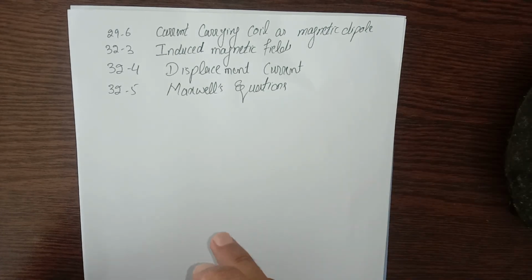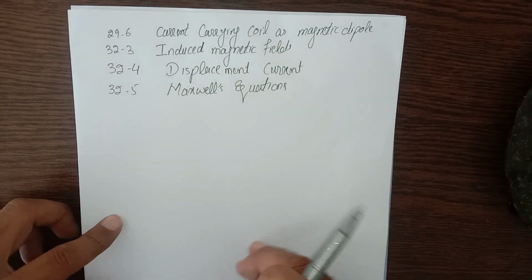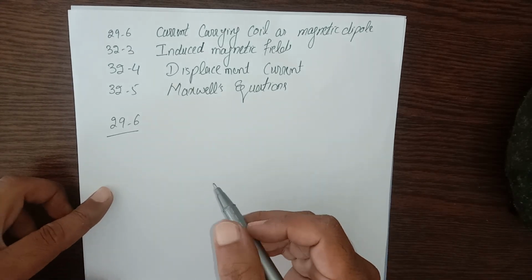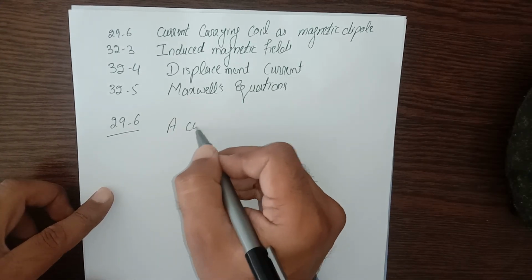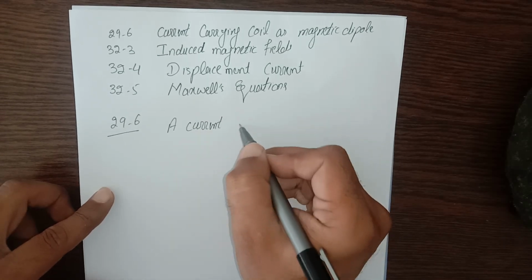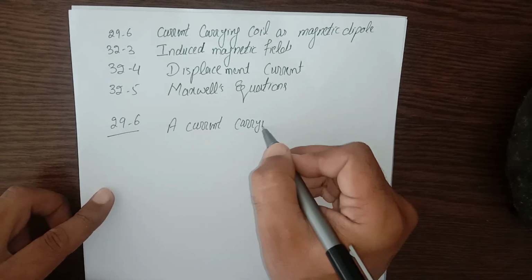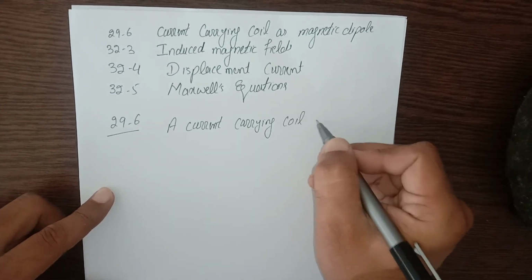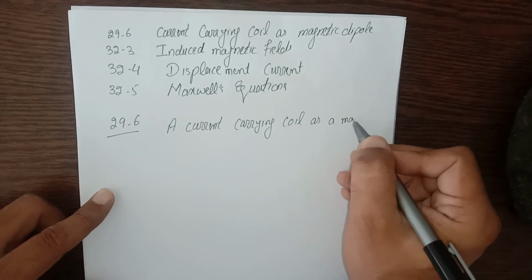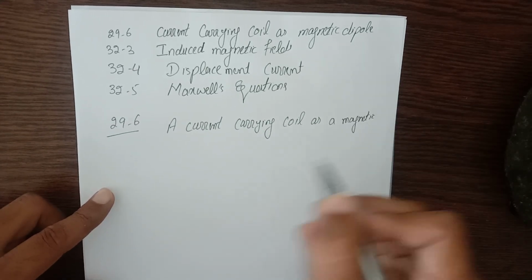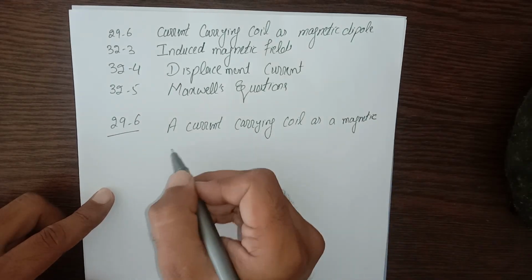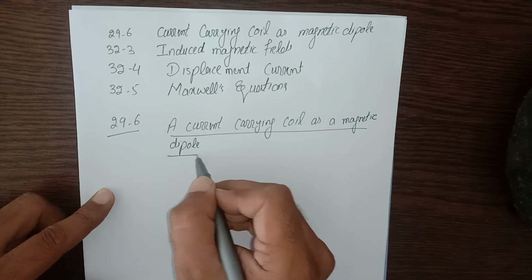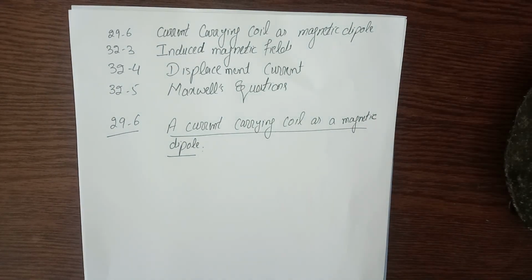Now first of all, let's look into topic 29.6. Current carrying coil as a magnetic dipole. This is the first topic of today's discussion.